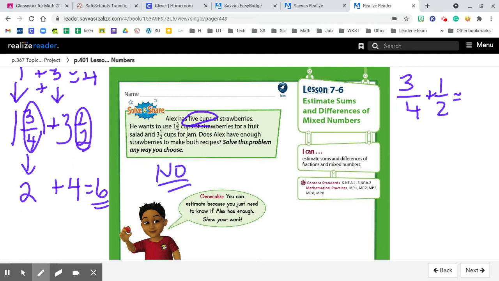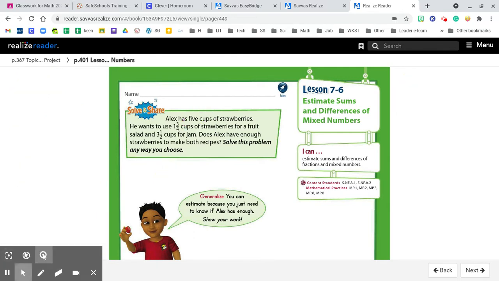Well, that's what we'll be doing today. We'll be estimating with mixed numbers.